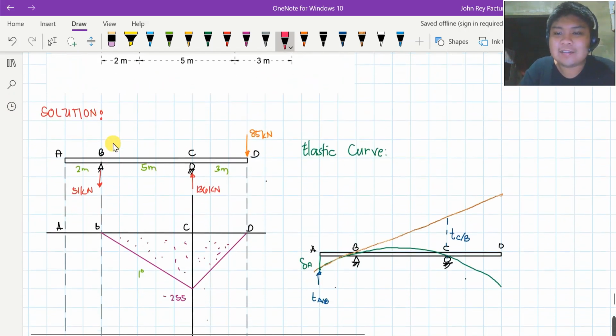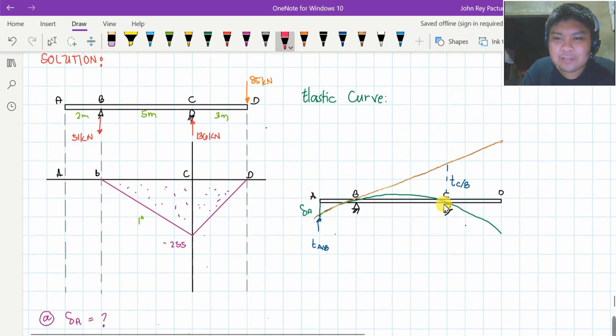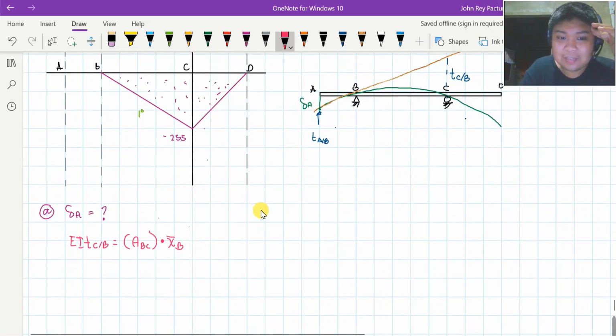I am expecting the answer class to be negative. Bakit? Kung titingnan nyo, yung point C natin ay nasa baba ni ating tangent line. Okay, no? So, kapag yung point ay nasa baba, di ba nga, the deviation must be negative. So, isa yung way para ma-check mo kung tama ang mga ginagawa mong solution.